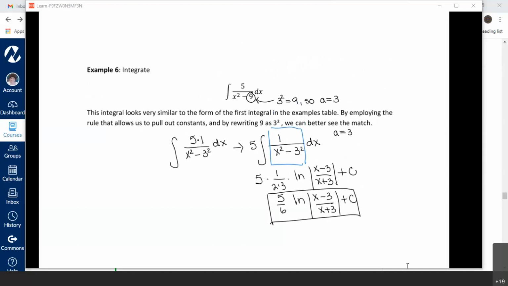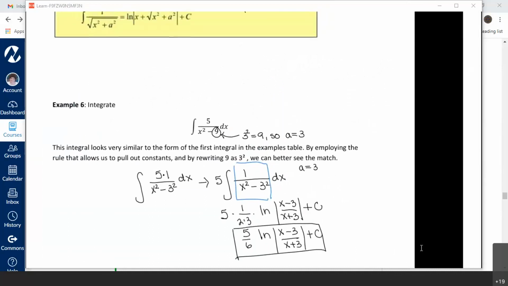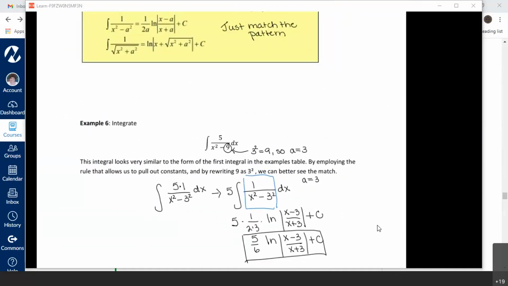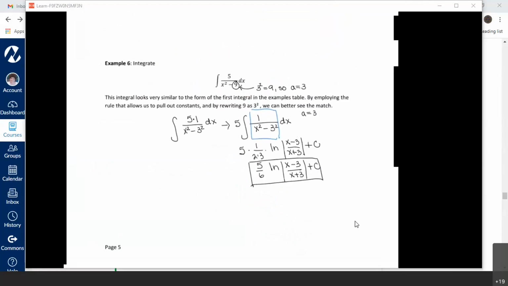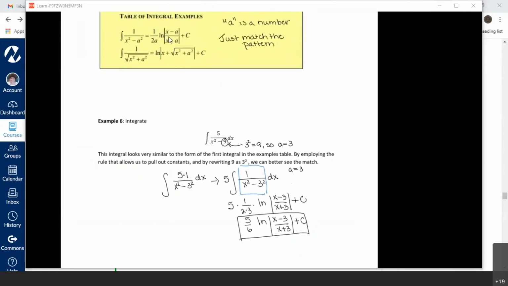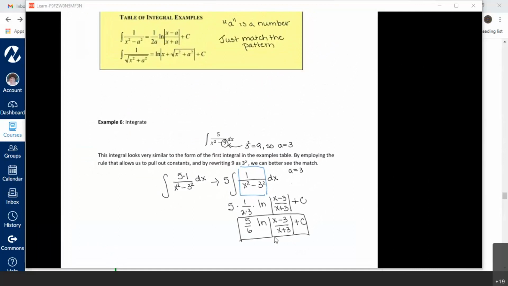Any questions on how I use the pattern? Again, it's difficult for me to get these both. Let me try to shrink this a little so I can show you both at the same time. I'm matching this pattern up here. And again, it's just a matter of identifying that you have a match to the pattern and then picking out what your A is.